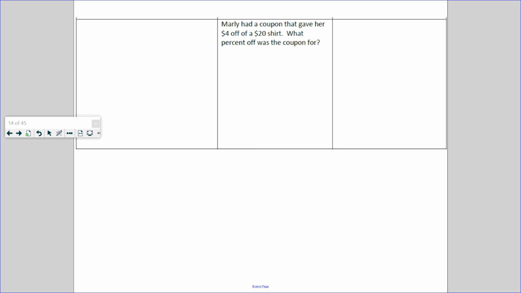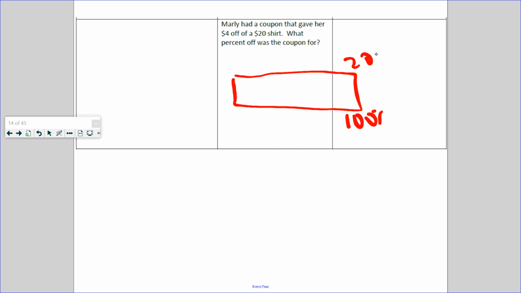Marley has a coupon that gave her $4 off of a $20 shirt. What percent was the coupon for? So I'm going to do a strip diagram. 100% is the $20 shirt. We know the coupon is $4. So let's make some predictions right here. Let me erase this first, it's really messy. I want to make some predictions before I solve this. 50% would be $10. So I know our answer has to be less than 50%.